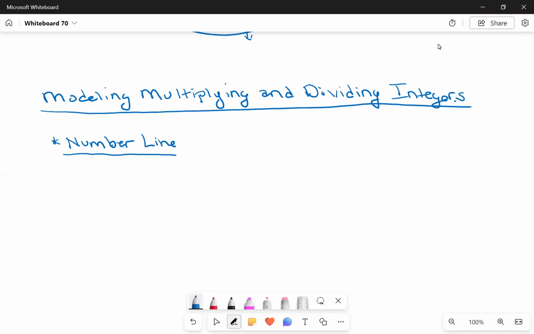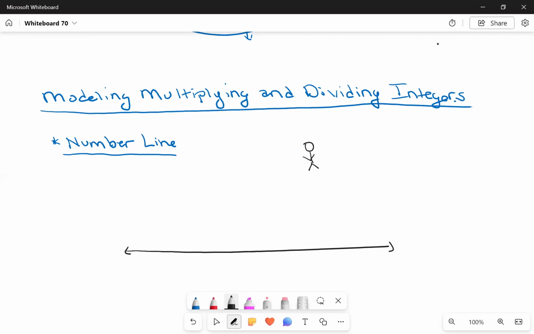In this video, we're going to be talking about modeling multiplying and dividing integers, but we're going to focus on using the number line as our modeling tool. For this idea, we have to have a thought about how to move on the number line. What we'll use for moving along the number line is a person. And the idea is the person has direction.